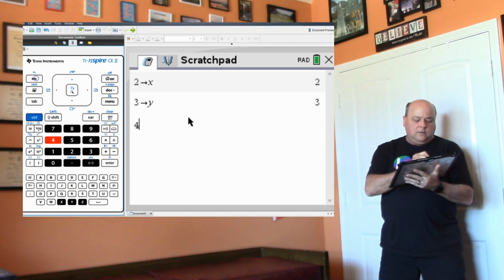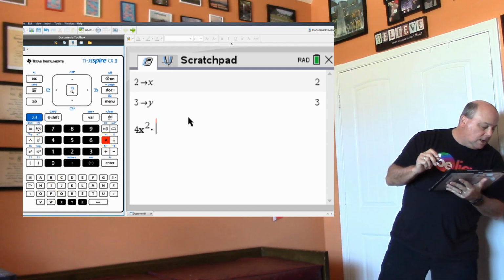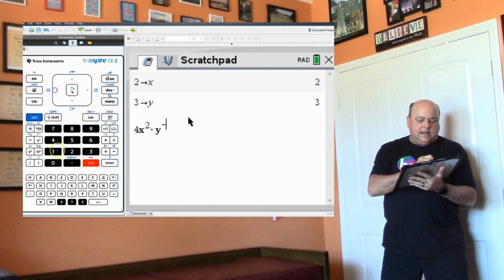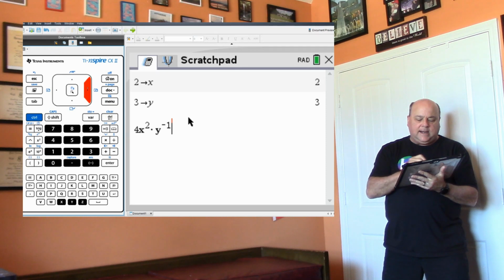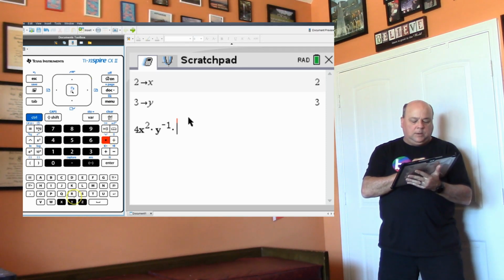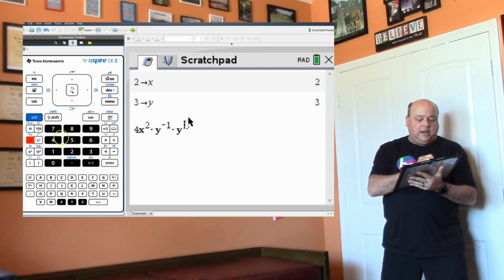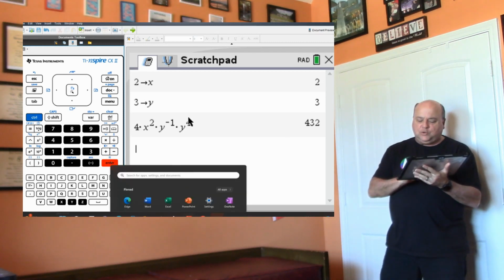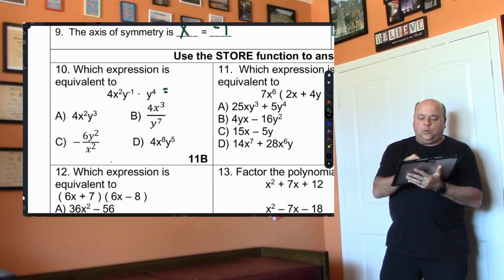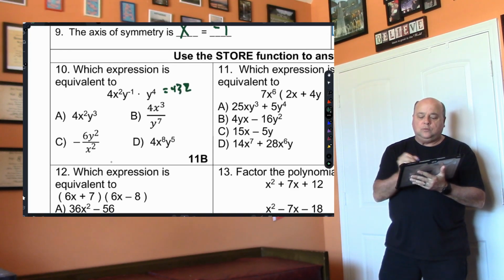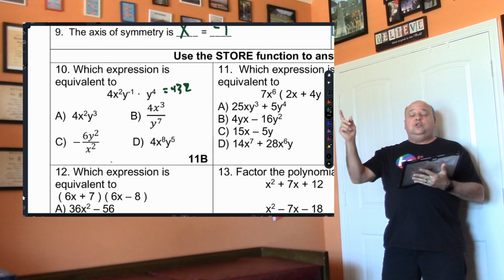4x squared times, and then we've got y to the negative 1: y, up arrow button, negative 1, hit the right arrow button to get out of the exponent, times, and then we have a y to the 4th, don't we? Y, up arrow button or caret 4, hit enter, we get 432. Okay, so I'm going to go to my paper, and I'm going to put 432. That's what we get when we store, right? 432.